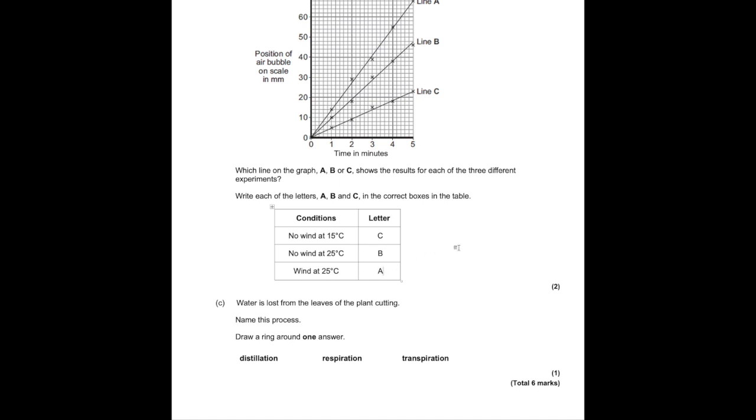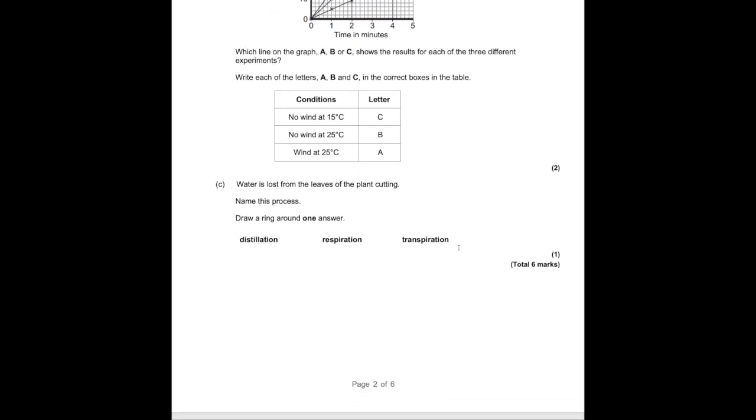So you're going to have lots of evaporation going on when it is at 25 degrees C because it's going to be warmer, and also the wind is taking away that water vapour and maintaining your concentration gradient so that more water can diffuse out of the stomata and keep that process going. So A is going to be our greatest rate of transpiration.